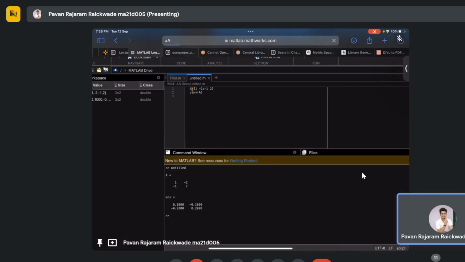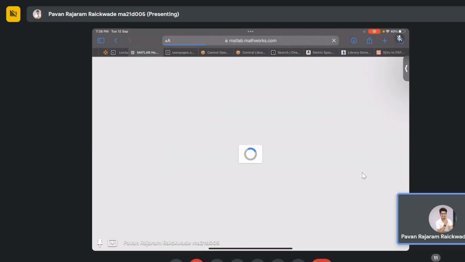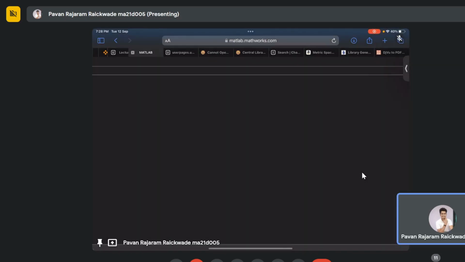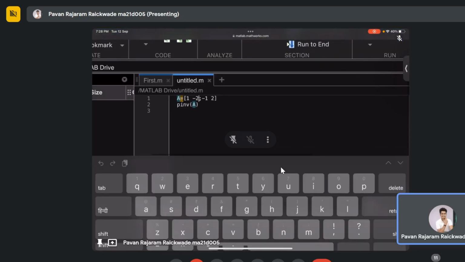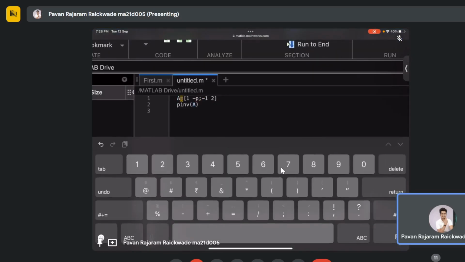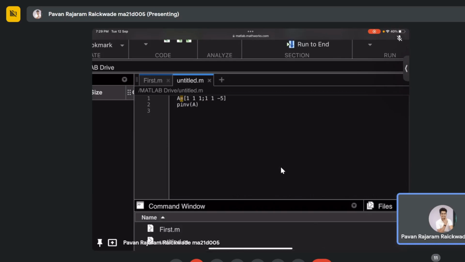Just give me a minute, it's loading. So what to do is you put the matrix. What was the matrix? Now we got 1, 1, 1, 1, 1, right? In the first row. And what was the second row? It was 1, 1, then minus 5, is it? Minus 5. So I just want to find its Moore-Penrose inverse.